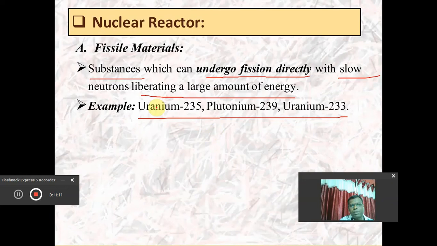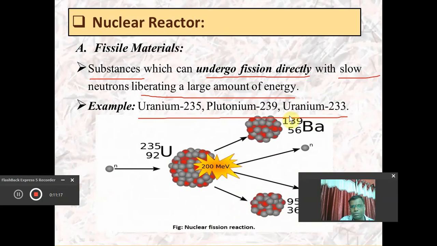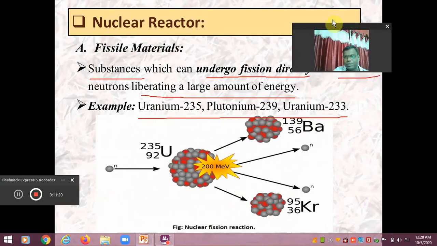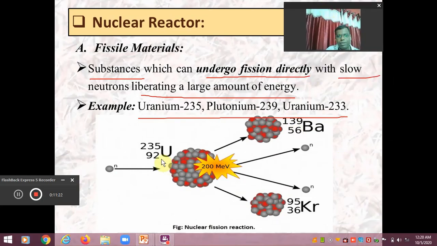So this is one type of nuclear fuel that can be used in the nuclear reactor to produce nuclear energy. This is the example that we discussed in the previous slide, where uranium-235 gets converted to barium-139 and krypton-95. So this is one example of a nuclear fuel which can be used in the nuclear reactor to obtain nuclear energy in a controlled manner.